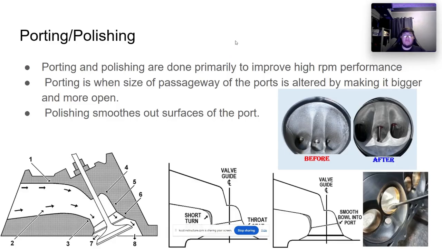One way of increasing VE is by porting and polishing. Porting and polishing are primarily done to improve high RPM performance. Porting is when the passageway of the ports is altered by making it bigger and more open. Polishing smooths out the surfaces of the ports. If you take a look here at the images on the bottom, these are possible locations. You can alter the port by making it bigger and smoother to help increase airflow.